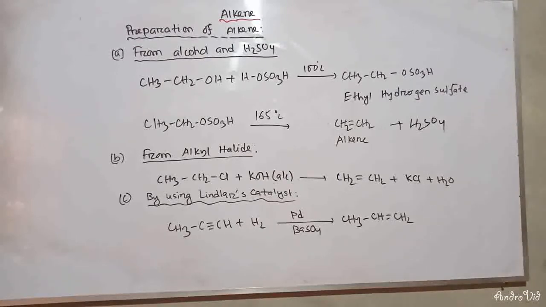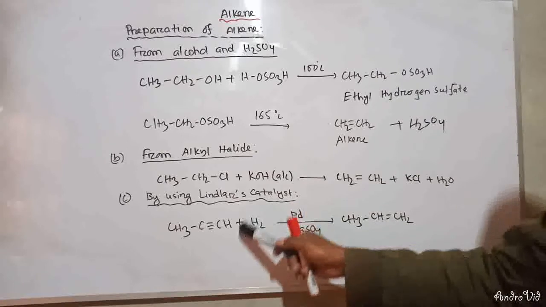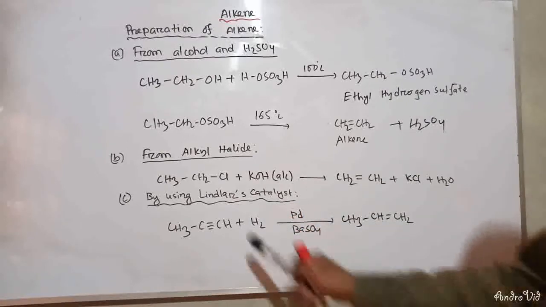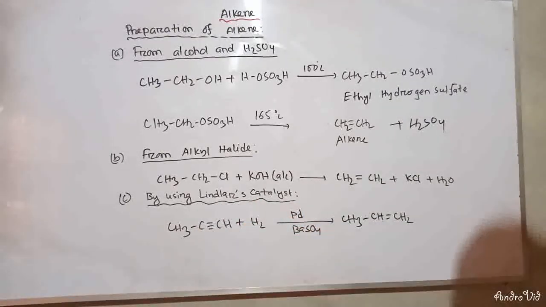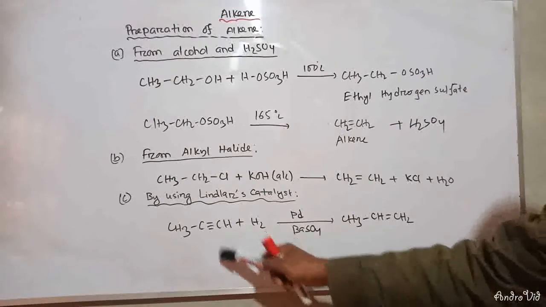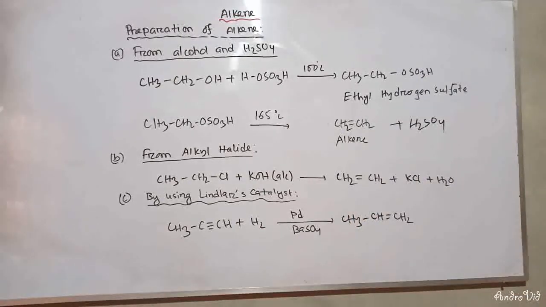I have already told it. What is Lindlar catalyst? This is a poisoned catalyst. It is basically palladium on barium sulfate. When you use this type of poisoned catalyst, only a single hydrogen molecule will be added to this carbon-carbon triple bond, and in this way you will get alkene from alkyne. So these are basically the processes.